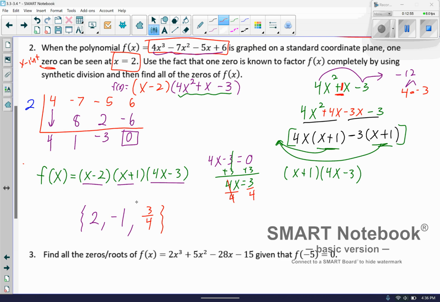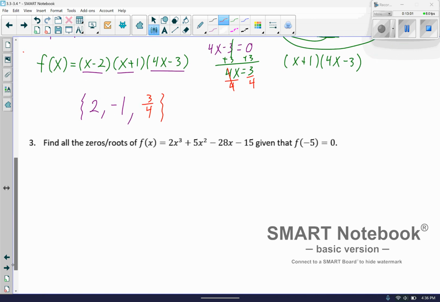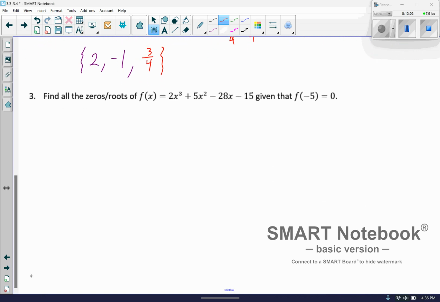Okay, so I have one more, and it's pretty similar to what we have been doing. Okay, so sometimes we just use a little different vocabulary. So this time it says find all the roots slash zeros. Those basically are interchangeable. Basically, it means our x-intercepts. Okay, so find all the x-intercepts of this polynomial given that f of -5 equals 0.